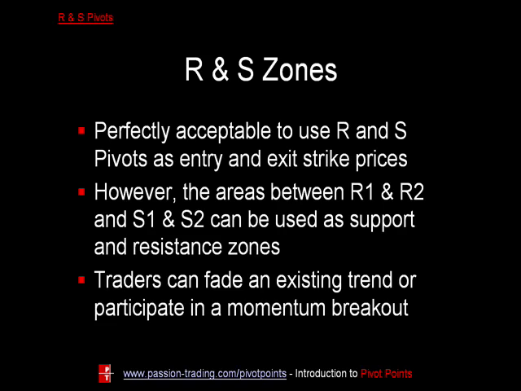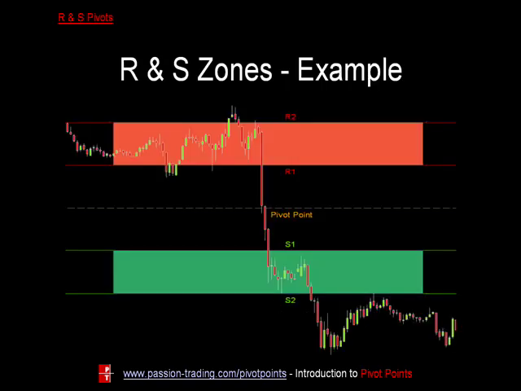Now it's perfectly acceptable to use R and S pivots as entry and exit strike prices, just as we did with our pivot point. However, these areas between R1 and R2 and S1 and S2 can also be used as support and resistance zones. Traders can fade an existing trend or participate in a momentum breakout of one of these zones. Here's an example of what we mean.